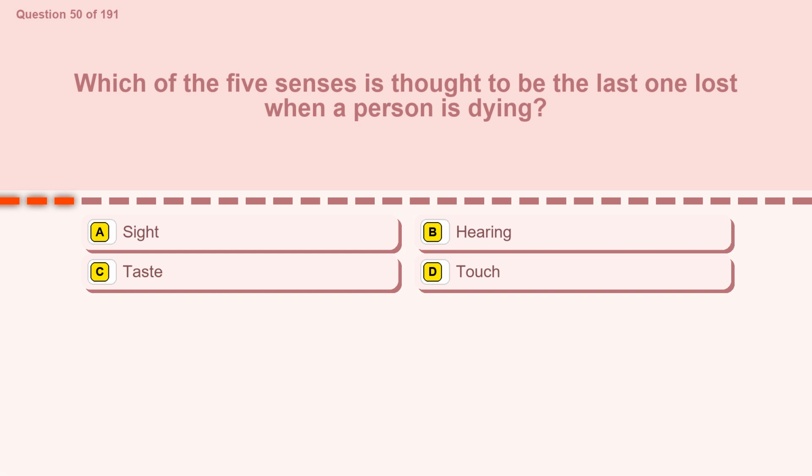Question 50. Which of the 5 senses is thought to be the last one lost when a person is dying? Option A. Sight. Option B. Hearing. Option C. Taste. Option D. Touch.